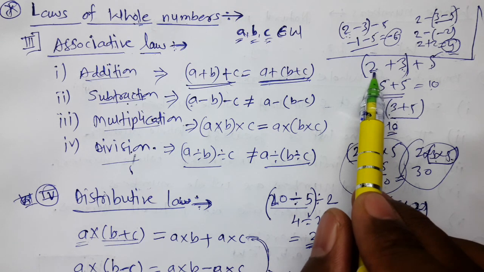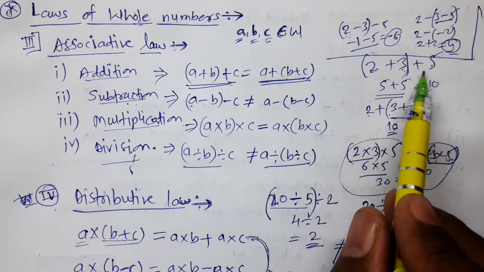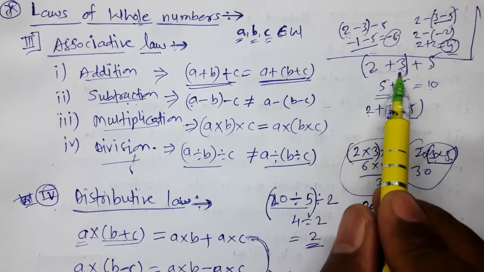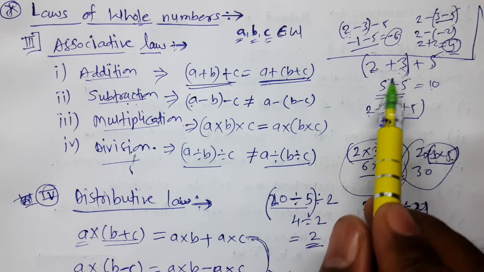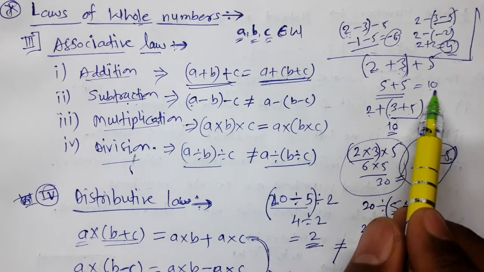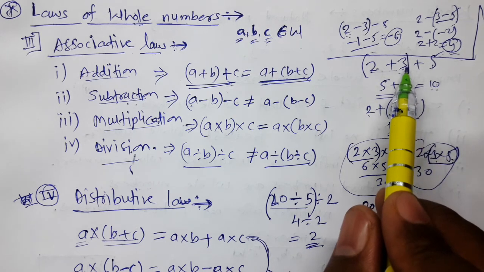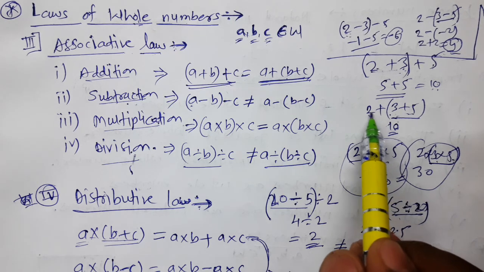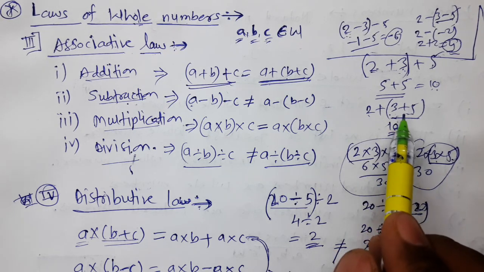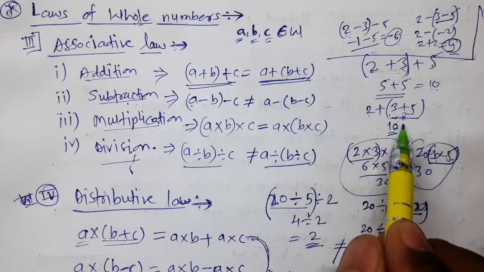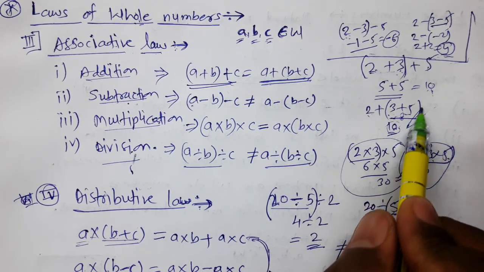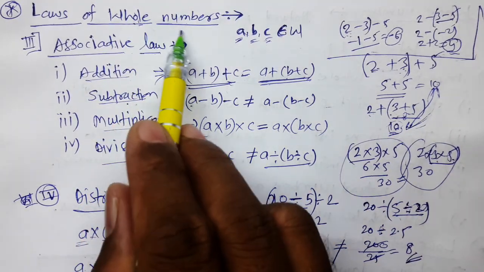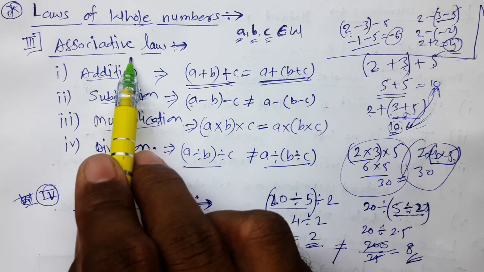Suppose there are three numbers, 2, 3 and 5. We put the bracket for 2 plus 3, then plus 5. 2 plus 3 is 5, 5 plus 5 is 10. Again, in the next step, we put the bracket for 3 and 5 and add 2 to it. So 3 plus 5 is 8, 8 plus 2 is 10. Both results are equal. Hence we can say that addition of whole numbers is associative.